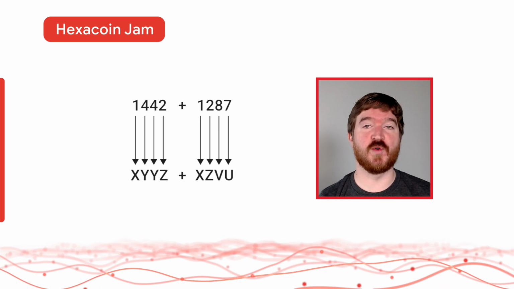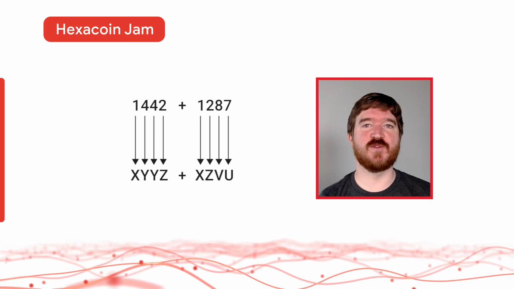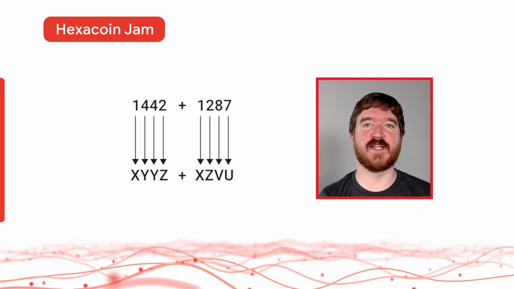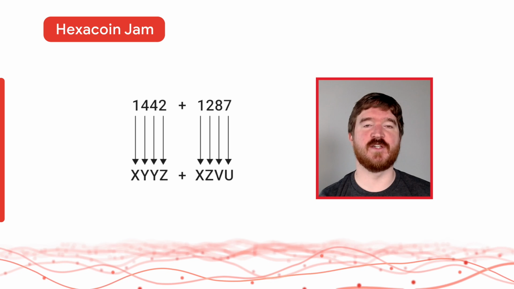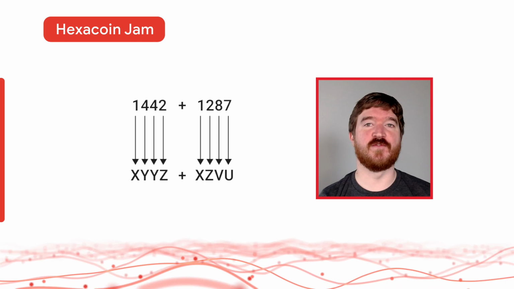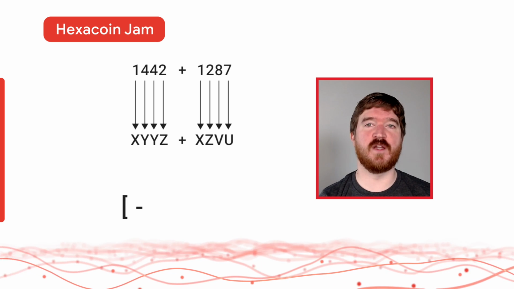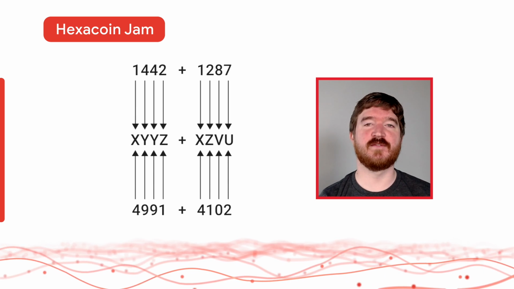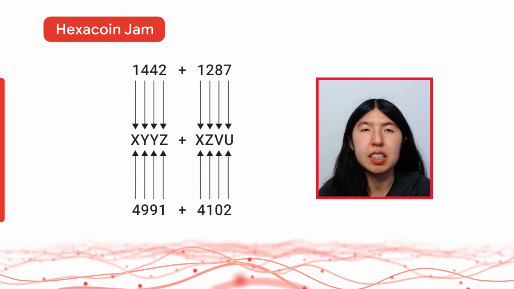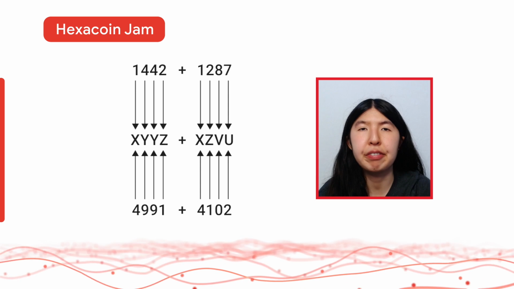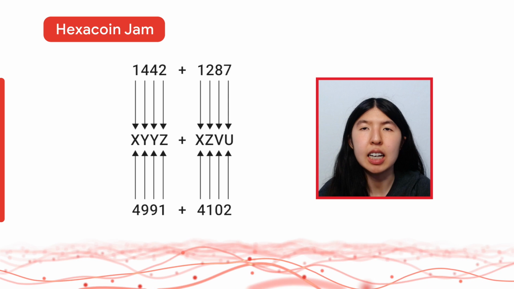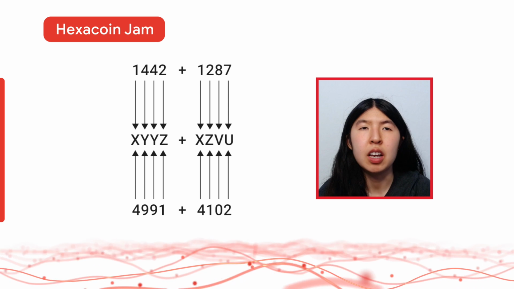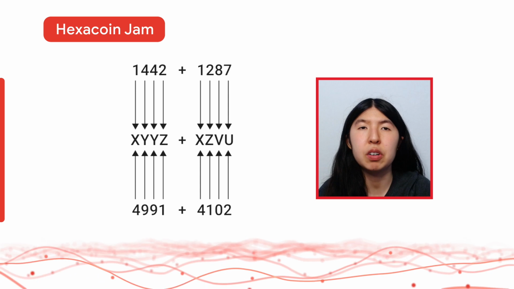Note that digits that appear in both the first and second number need to use the same digit in their digit structure. Now, any other pair of numbers that has the same digit structure can be permuted to our desired pair of values. So, for example, the pair 4991 plus 4102 has the same digit structure as our original numbers. Exactly. So any permutation that maps 4 to 1, 9 to 4, 1 to 2, 0 to 8, and 2 to 7 will map 4991 plus 4102 to 1442 plus 1287.